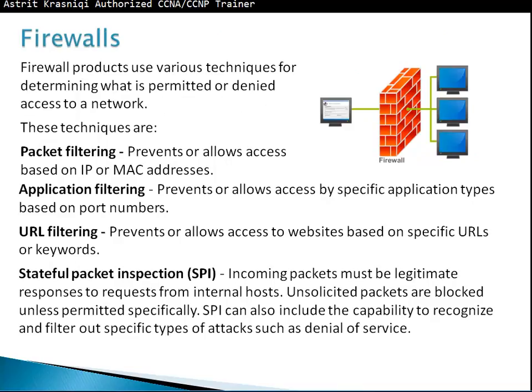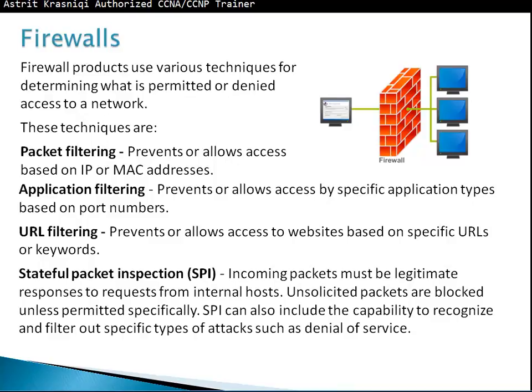Firewall. Firewall products use various techniques for determining what is permitted or denied access to a network. These techniques are: first, we have packet filtering, which prevents or allows access based on IP and MAC addresses. Application filtering prevents or allows access by a specific application type based on the port numbers. Or we have a URL filter, which prevents or allows access to websites based on a specific URL or keywords. The last one is the most used one, stateful packet inspection.